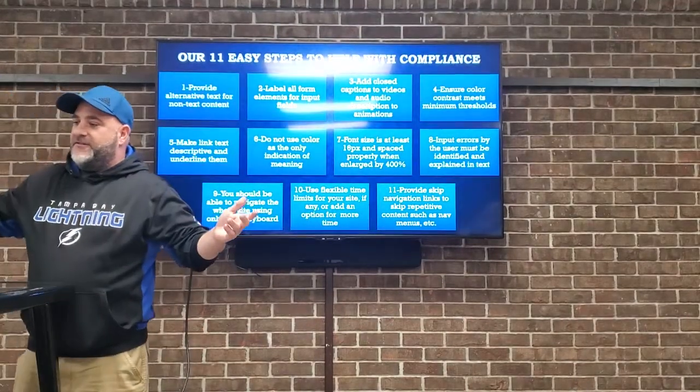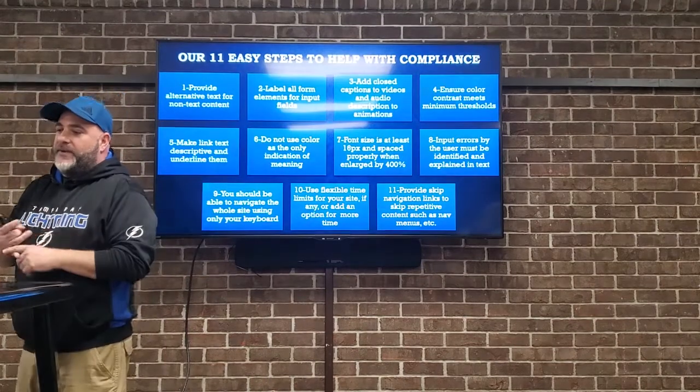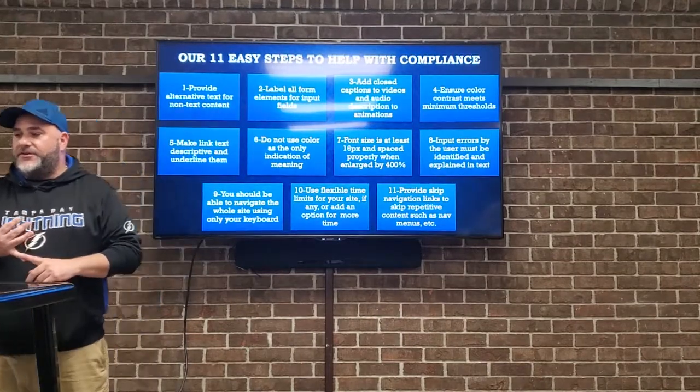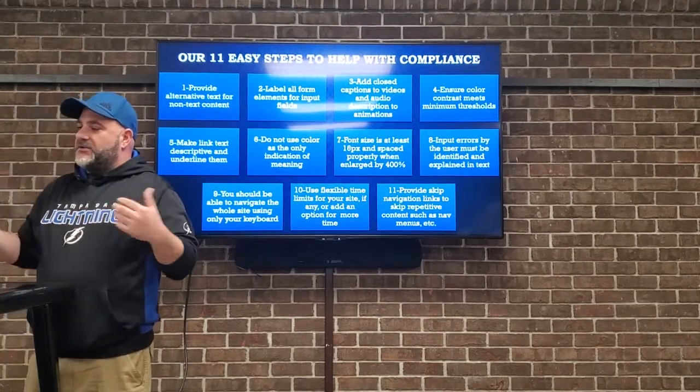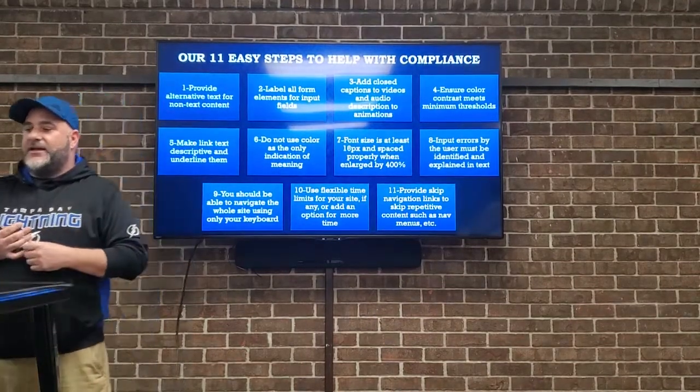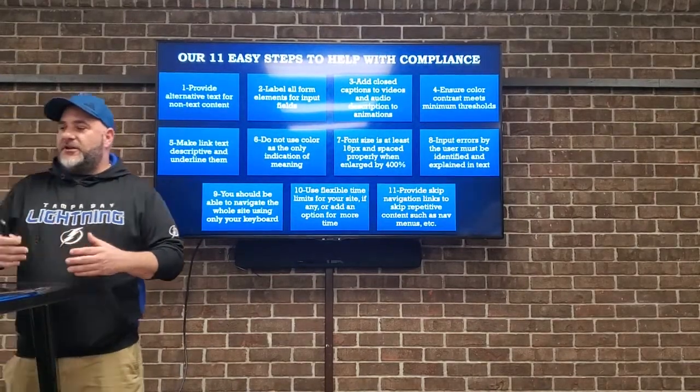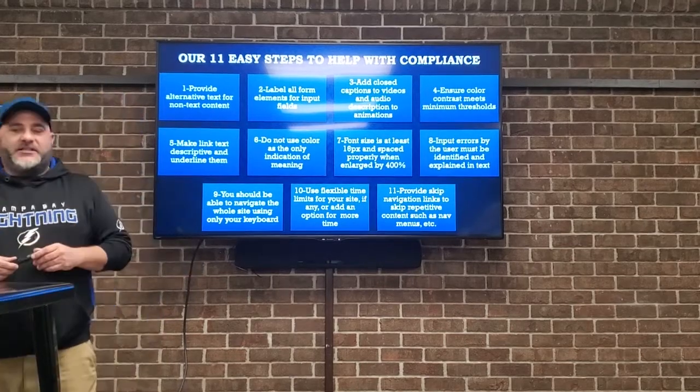Very easy. Provide alternative text. We've talked about that. Label all form elements and input fields. Very simple process. Add closed captions to videos. We talked about that. Ensure your color contrast meets minimum thresholds. We talked about that. Make your link text descriptive. We covered that. Do not use color as the only indication of meaning. That's a pretty simple one.